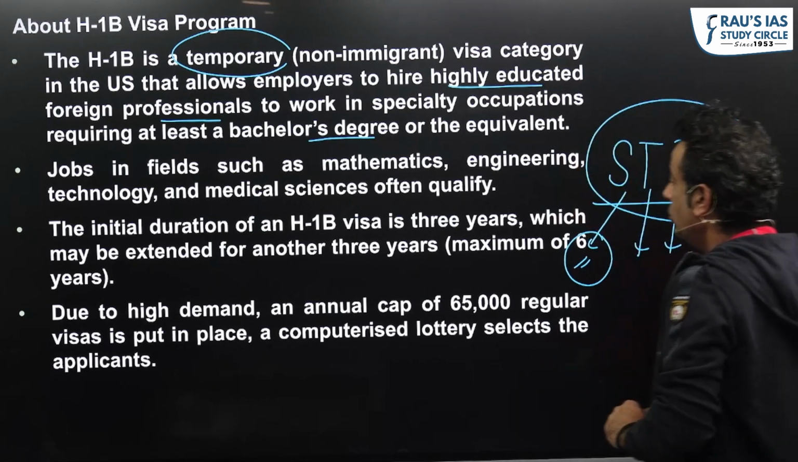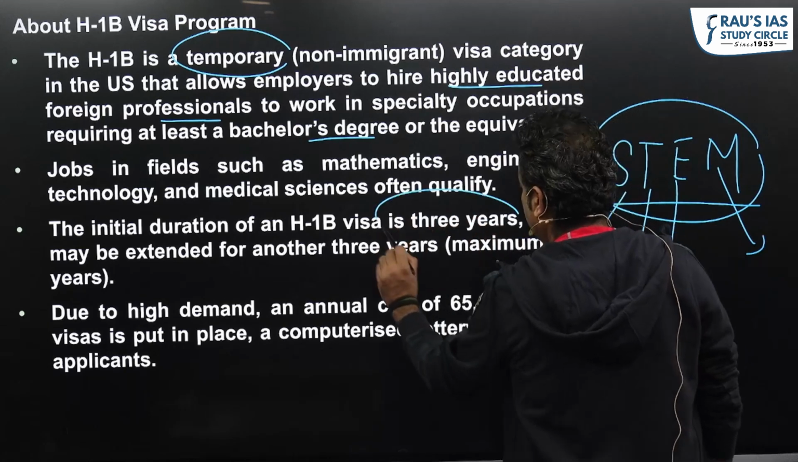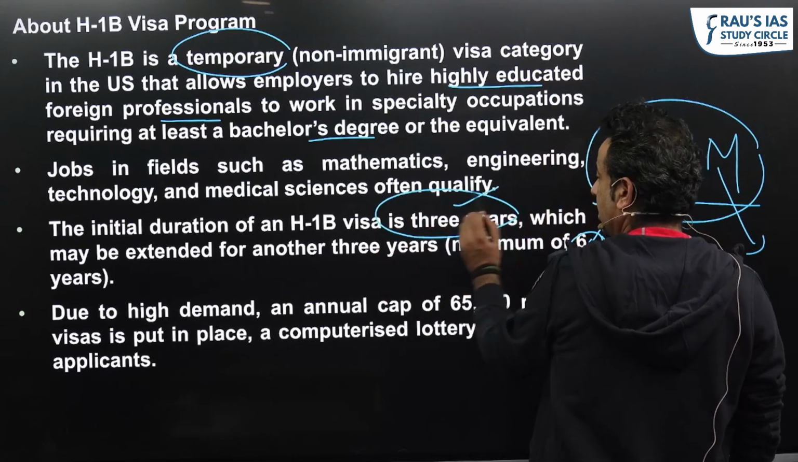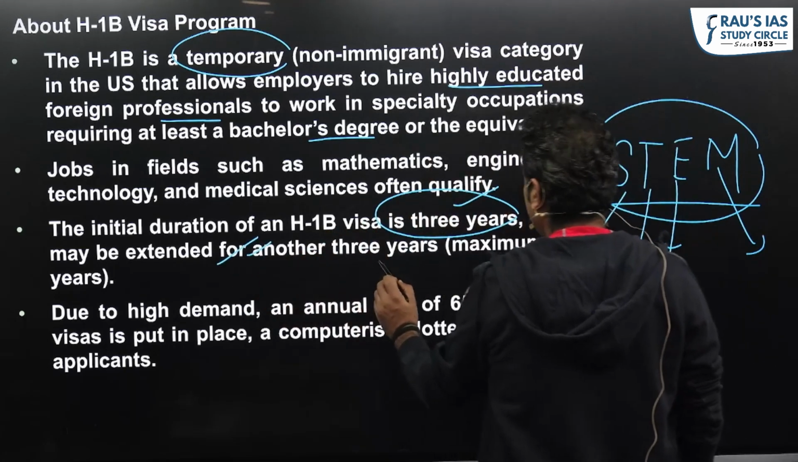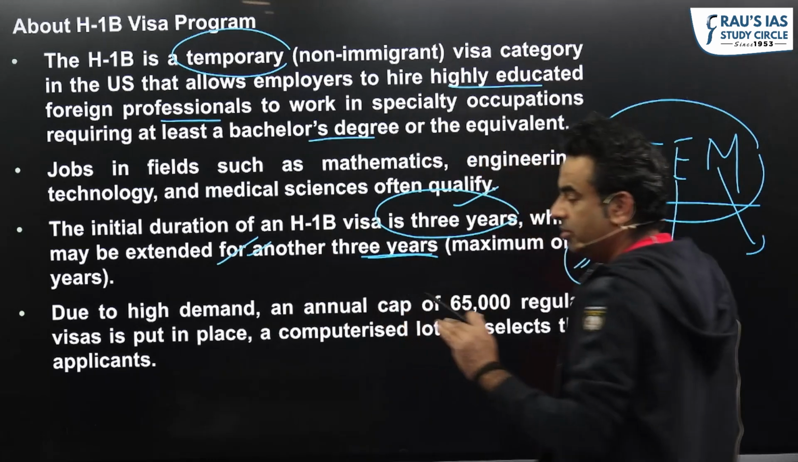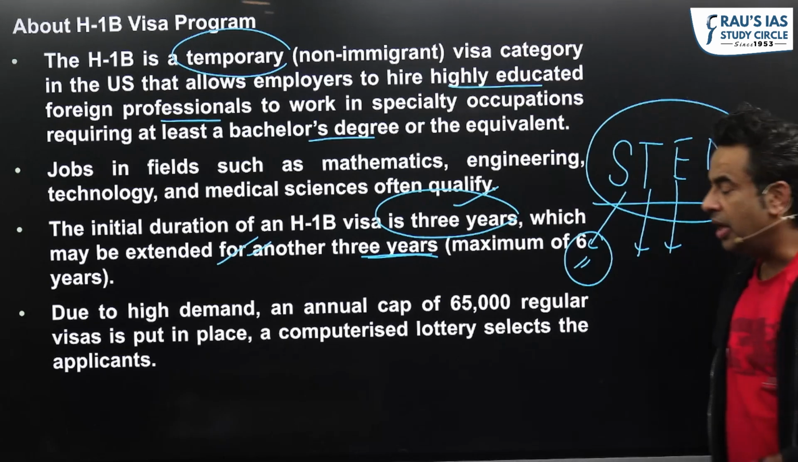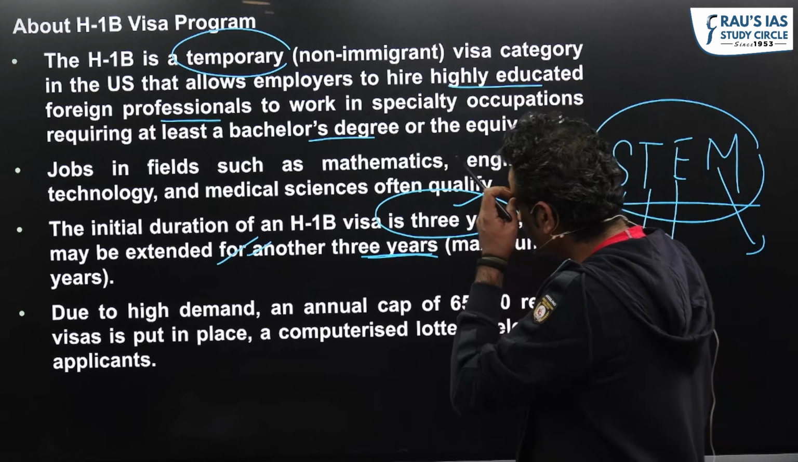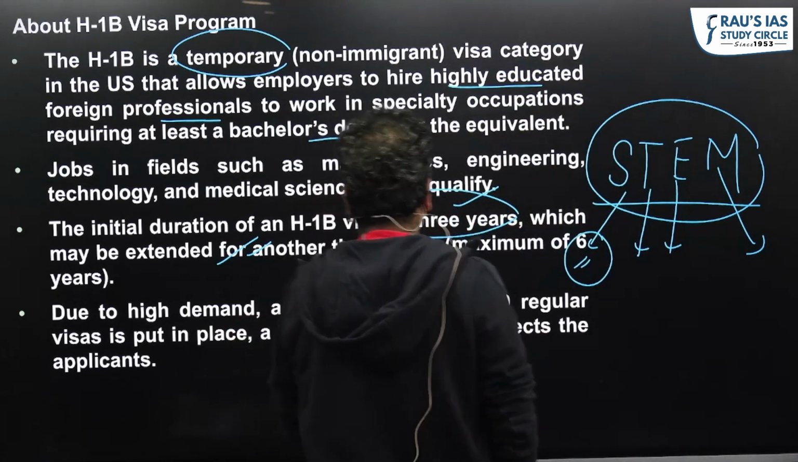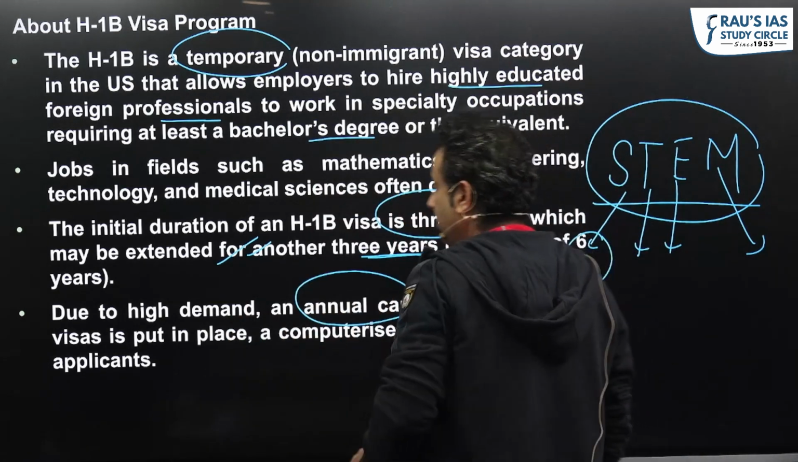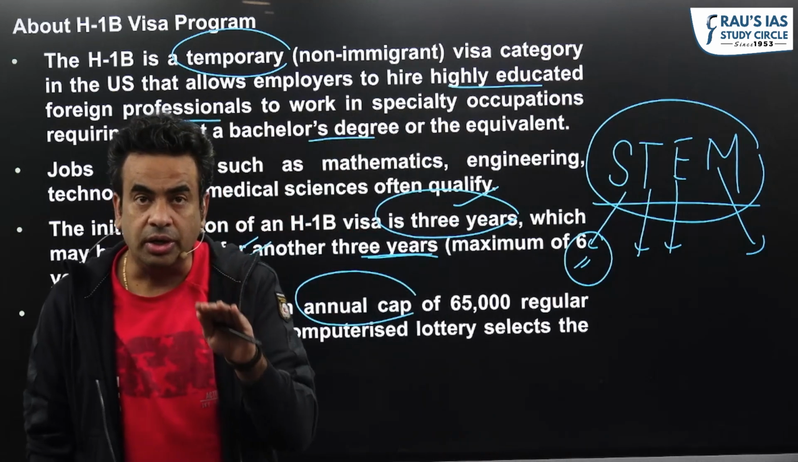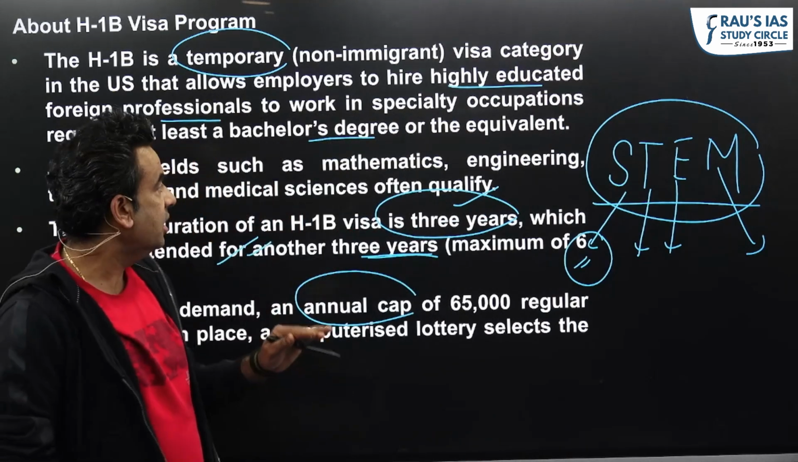The duration is 3 years. It can be extended for another 3 years. So maximum you can be in the US on the H1B program for 6 years, then you have to come back and reinitiate it. Because of its high demand, there was a cap, and now the Trump administration has decided to reduce the H1B visa program.